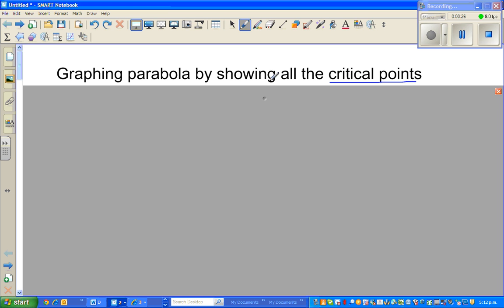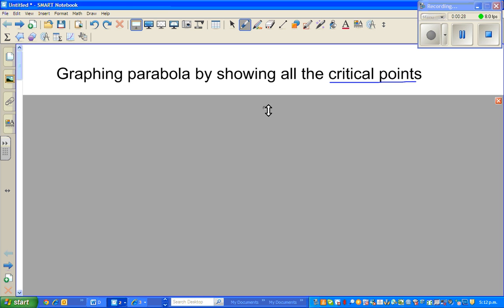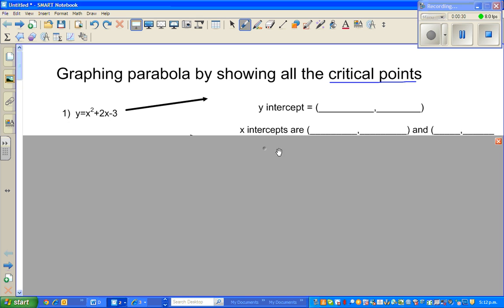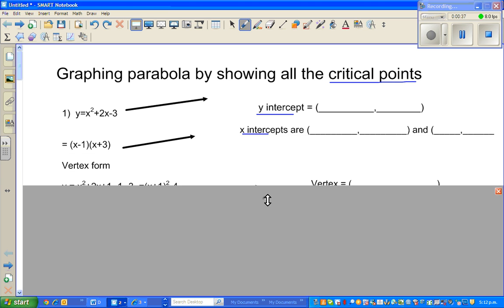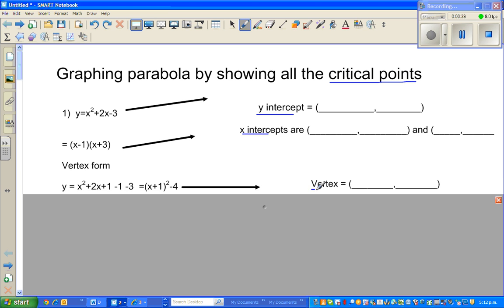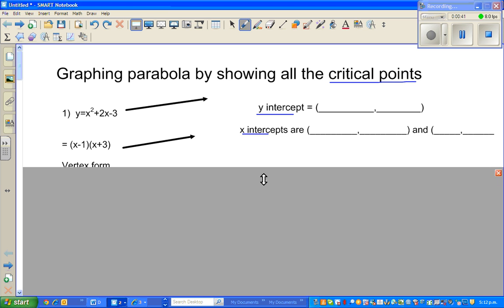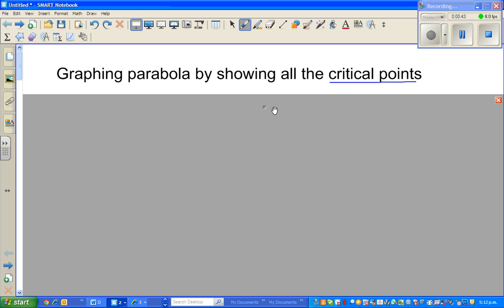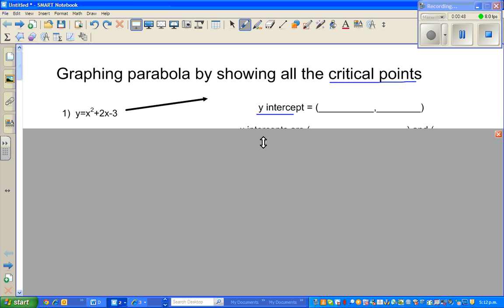One is called the x-intercept. Then you have to plot the y-intercept, and the third point is called the vertex. Any parabola you get comes from a quadratic equation. Now, let us do one example.